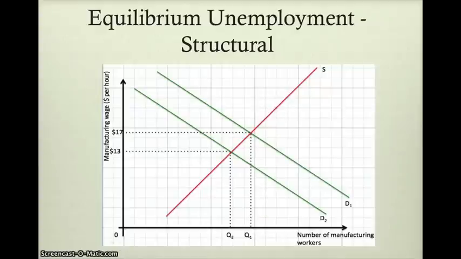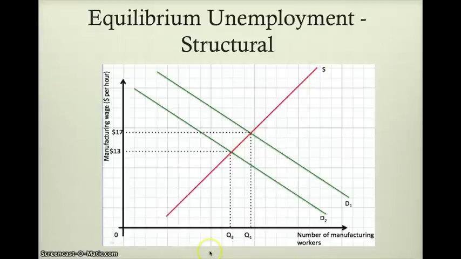And if we look here at the diagram, this is structural unemployment in the manufacturing industry in the US. So here we have D going to D2, resulting in a wage drop from $17 to $13 and unemployment from Q1 to Q2. And this is structural unemployment. These manufacturing workers are now probably going to be long-term unemployed, as this will be a permanent fall in the demand for US manufactured goods.